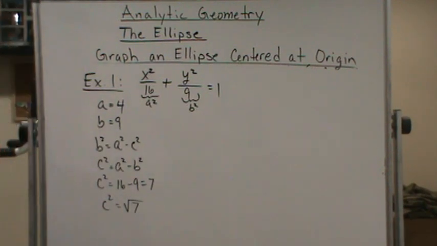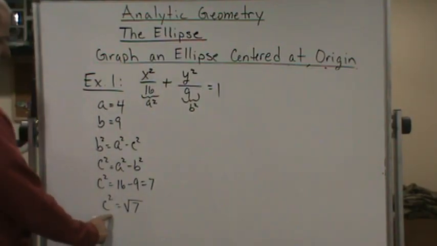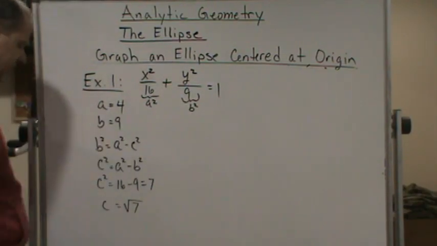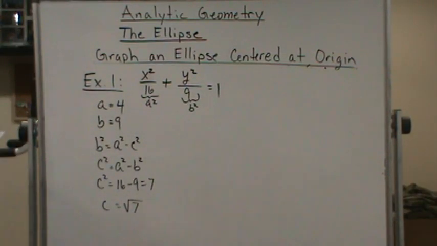Now, we don't put the negative because normally, remember, when we take the square root of a number, it's plus or minus. But again, we're assuming that these are lengths, right? And we're not going to deal with negative lengths when we're talking about distances with an ellipse. So these are positive. So c is going to be the square root of 7.